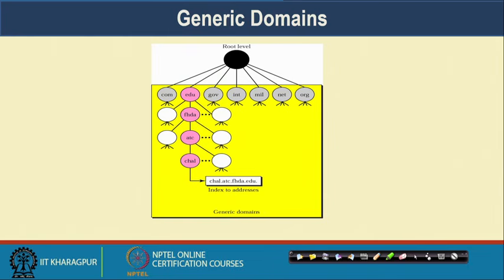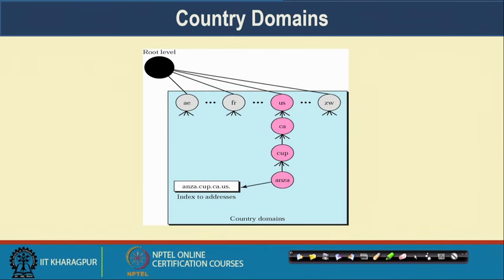Like for generic domain, for example chal.atc.fhda.edu. In this path it is defined. Similarly, any other paths will be defined. So, for country domain also, the paths are defined like that.